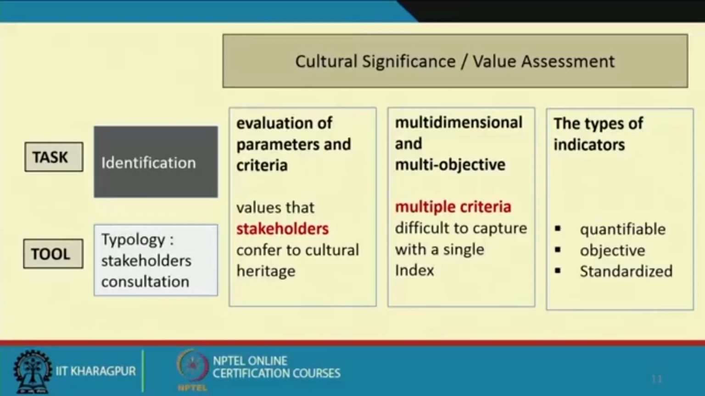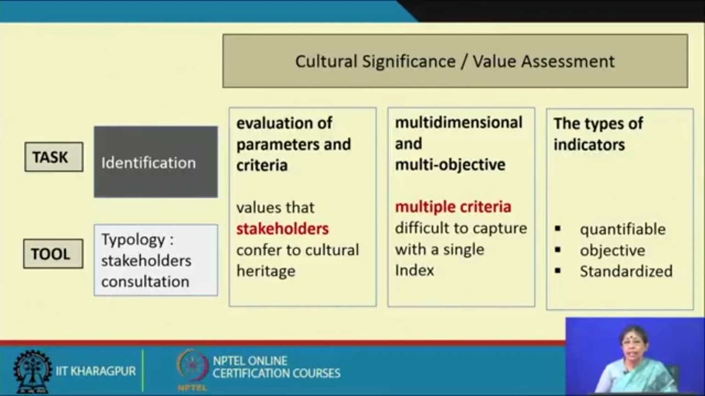Now, what we have seen in Shamoli is the multiple types of value, and that actually decides how it should be managed, and the aim, indicators and the management are interrelated to each other. Now, let us talk about that. We talked about the evaluation of the parameters and the criteria, the values the stakeholders confer, the values we have established by this time, that is multidimensional and multi-objective. So, it is actually multiple criteria which is difficult to capture with a single index. And also we must understand the types of indicators, some are quantifiable, some are objective and some are standardized. So, with these type of multiple criteria and complex situation, we must decide what should be done to the structures.